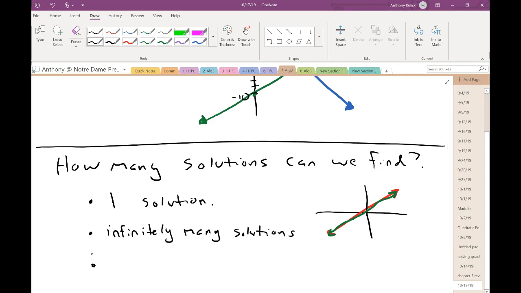I'm surprised we came up with the infinitely many before this one. That's usually the last one students can think of. So good job there, but there is one more situation we can run into here.